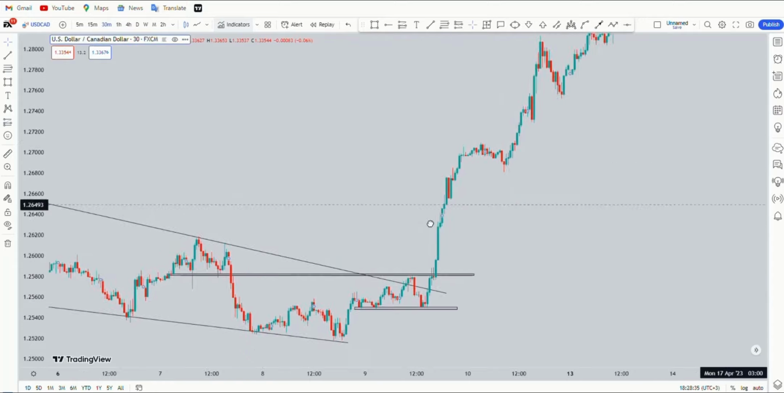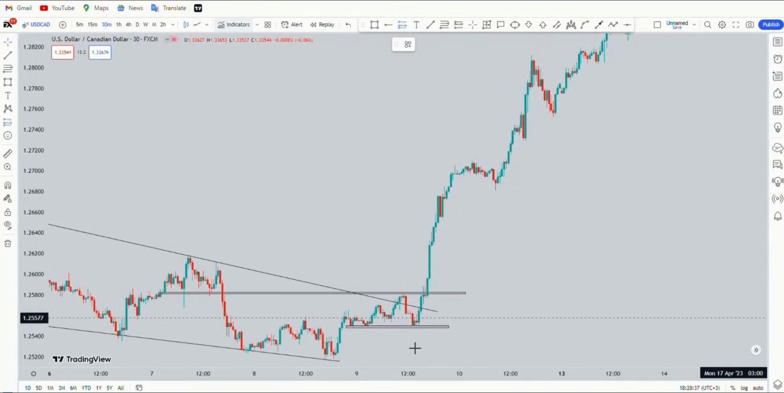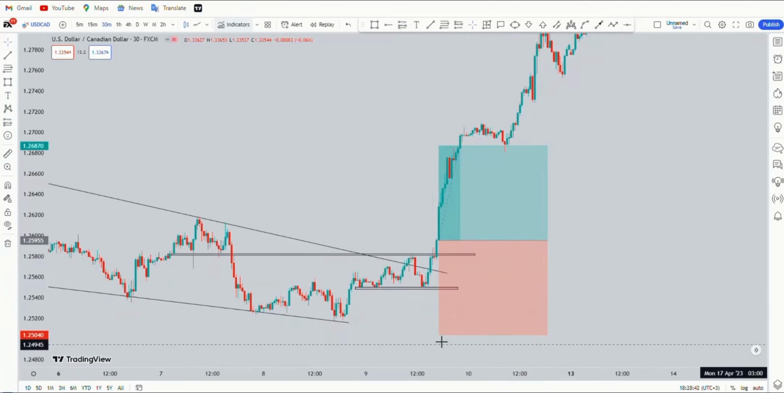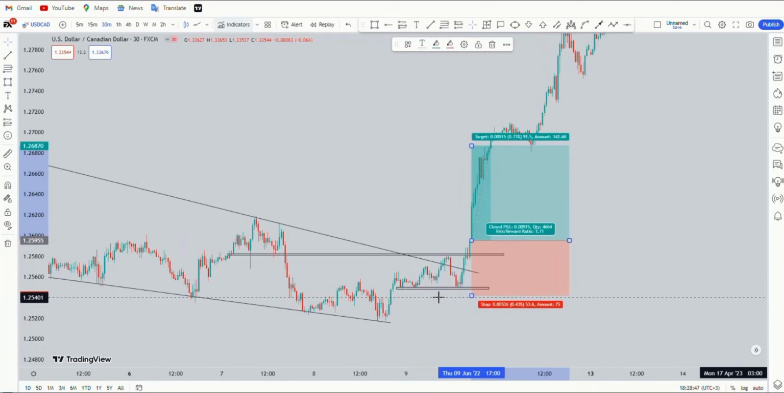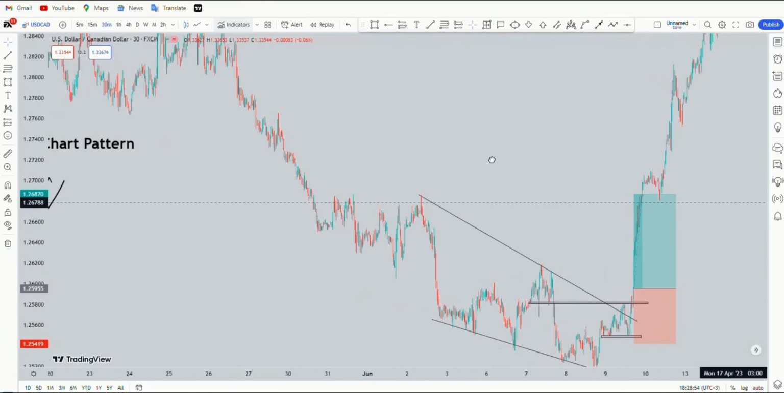And very well and good, guys, you can see that the market came back down, it came up, and when it came up, this was to be my entry. You just enter the market somewhere there, you put your stop loss below this inner support that was formed in the falling wedge, and you smash the market all the way up.